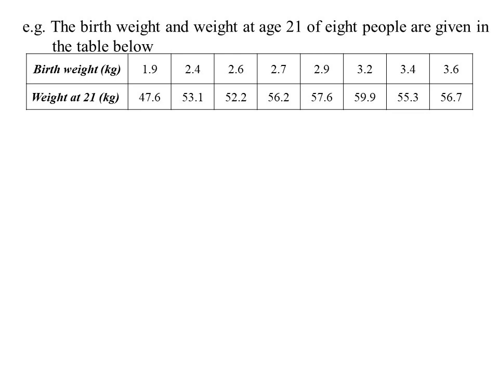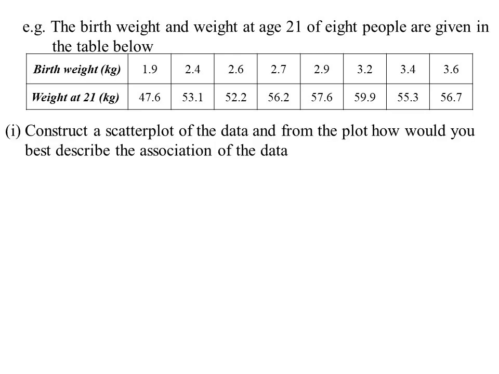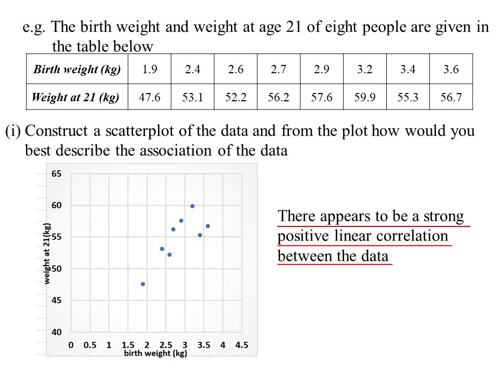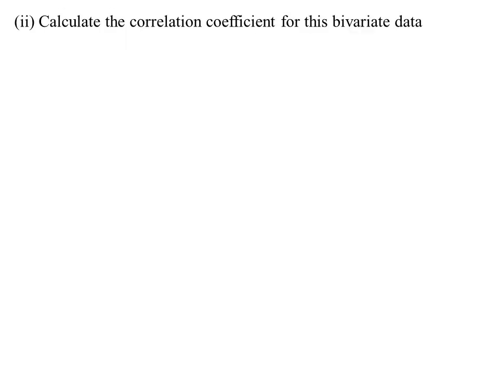We have some data here of 8 different people, their weight at birth, and their weight when they were 21. Here are their weights. Construct a scatter plot. How would you describe the association? There's the scatter plot. Well, it's looking linear. It appears to be strong, but as I say, that's very subjective. Let's calculate the correlation coefficient and see if indeed it comes out to be strong.